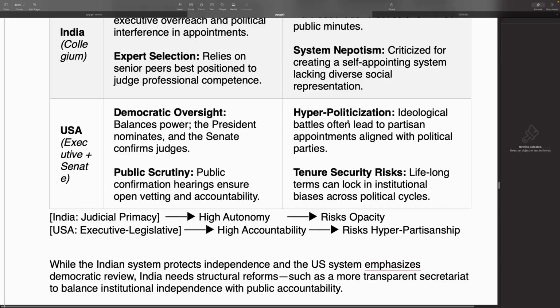Disadvantages, hyper politicization. Ideological battles often lead to partisan appointments aligned with political parties. Tenure security risk. Lifelong terms can lock in institutional biases across political cycles.